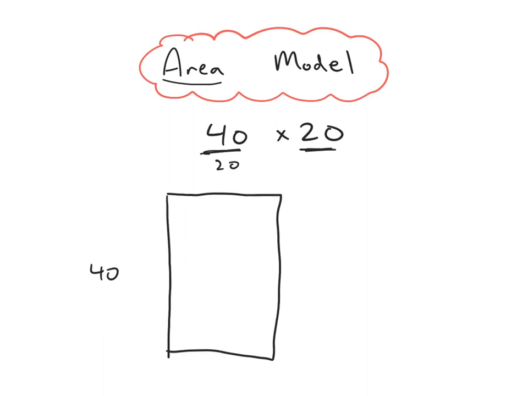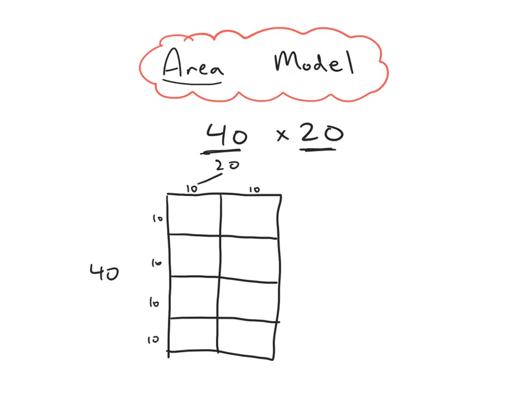Since both of these are multiples of 10, I'm going to split these into groups of 10. I'm going to divide the top length into 2 groups of 10, so that's going to be 10 and 10. And then on the side, I'm going to break it into 4 groups of 10 because I have 40. Each one of these is worth 10. So 10 and 10 is 20 on the top, and then 10, 10, 10, 10 is 40 on this side.